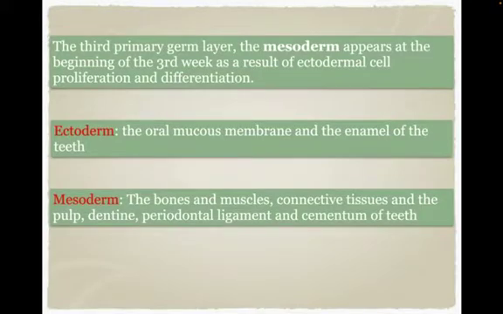Now, as we said, the mesoderm is the last one to develop at the 3rd week of conception, and it's usually the result of the ectodermal cell proliferation. As a dentist, we need to know that the oral mucosa and the enamel are derived from the ectoderm, while the bone, muscles, connective tissue, pulp, dentine, periodontal ligament, and cementum of the teeth are derived from the mesoderm.